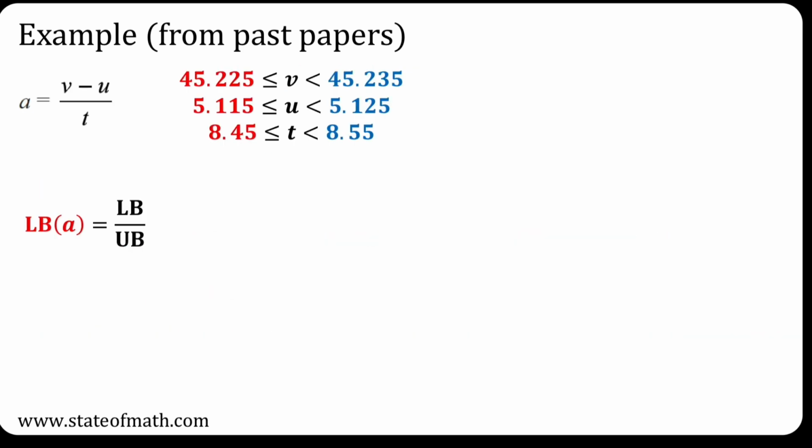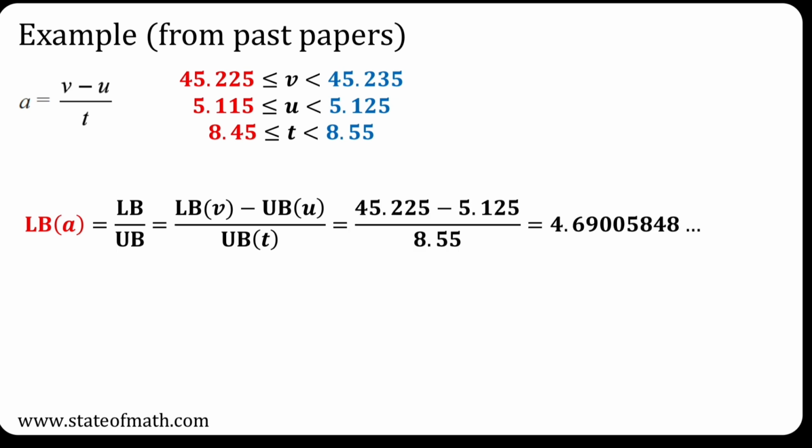To find the lower bound of a, I will divide the lower bound of the numerator over the upper bound of the denominator. Since the numerator is the difference between v and u, and I want the lower bound, I will subtract the lower bound of v minus the upper bound of u. The denominator stays as the upper bound of t. Replace the values from above and you'll get the lower bound of a.